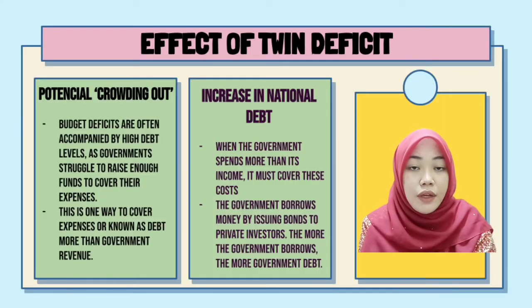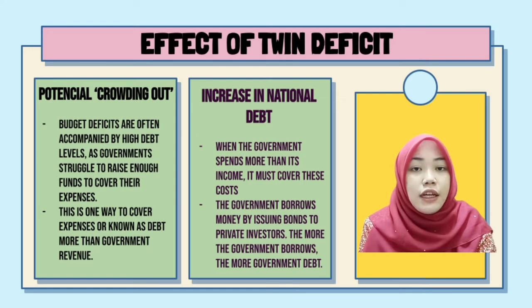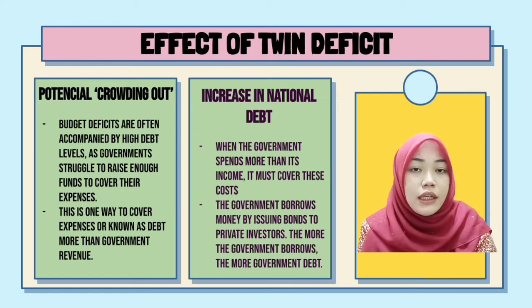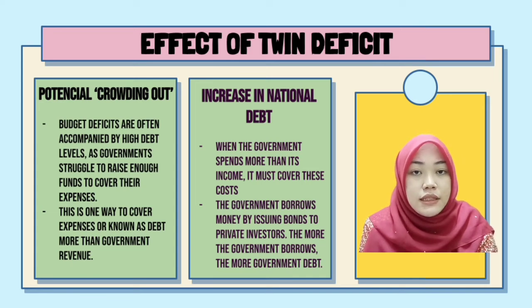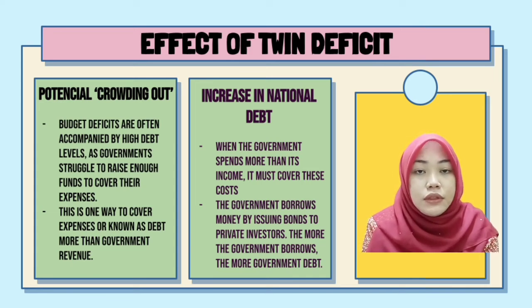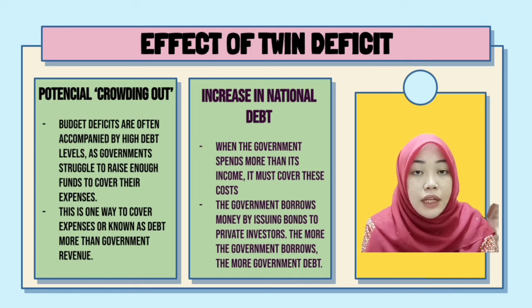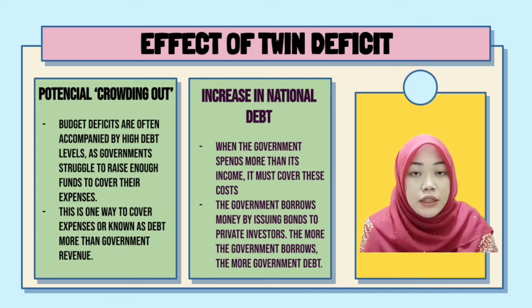The other effect of twin deficit in the budget or fiscal deficit is the potential crowding out effect. Budget deficits are accompanied by high debt levels as governments struggle to raise enough funds to cover their expenses. This attracts investment in government bonds, sukuk, and other types of debt denominated in the local currency. This is one way to cover expenses, known as debt more than government revenue.